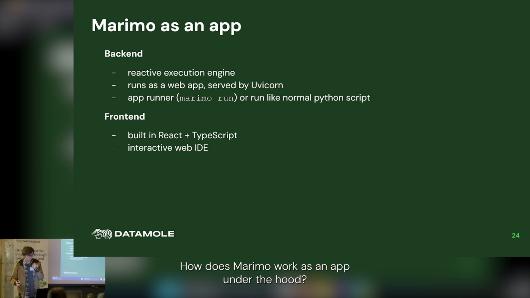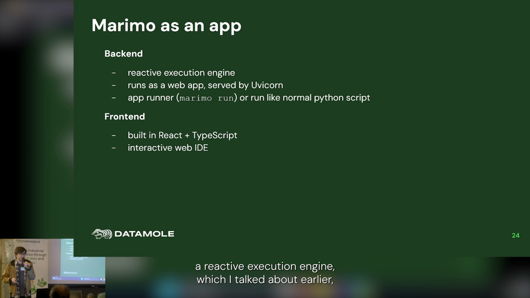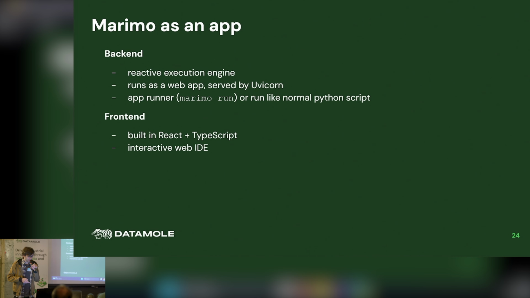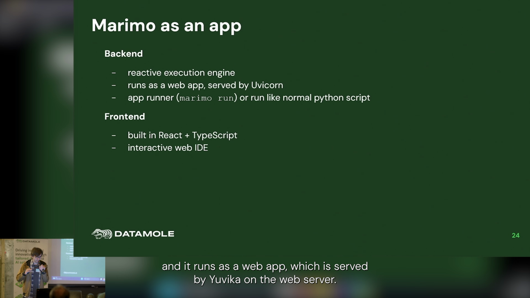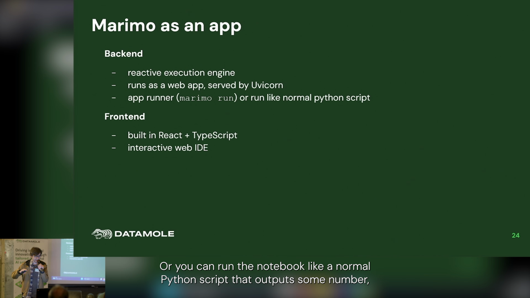How does Marimo work as an app under the hood? Just a few words. Marimo has a backend and a front end. The backend features a reactive execution engine, which I talked about earlier. And it runs as a web app, which is served by Uvicorn, the web server. It features an app runner that you can use using the command marimo run. Or you can run the notebook like a normal Python script that outputs some number.